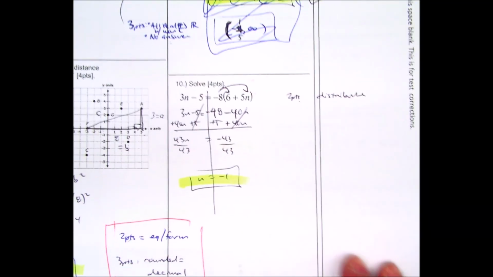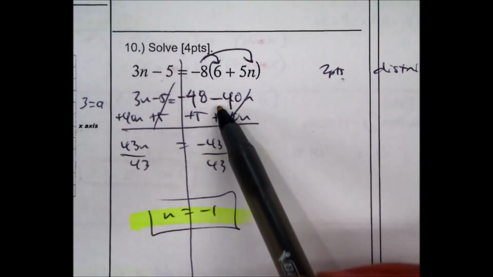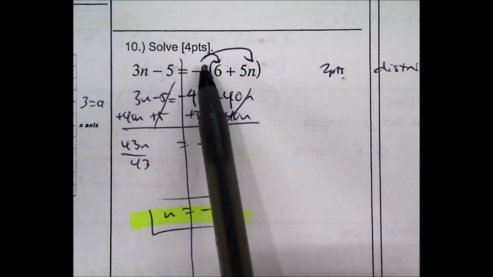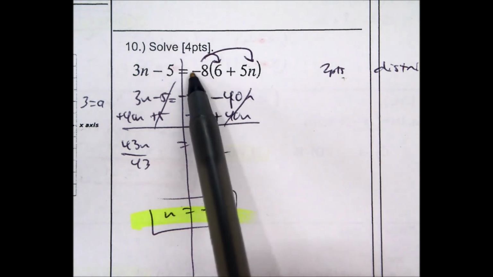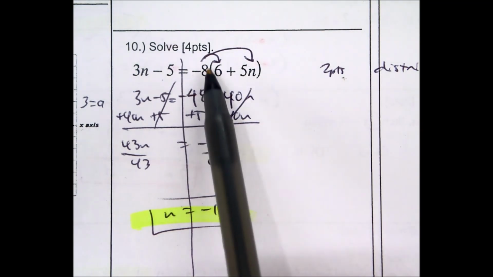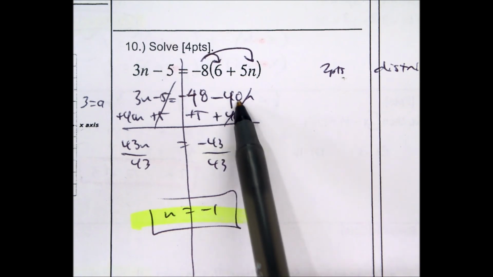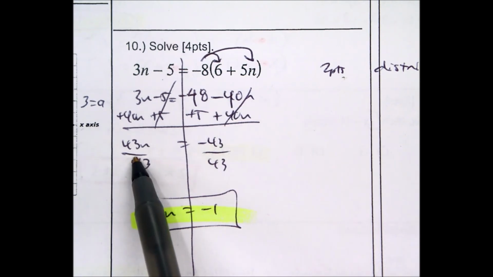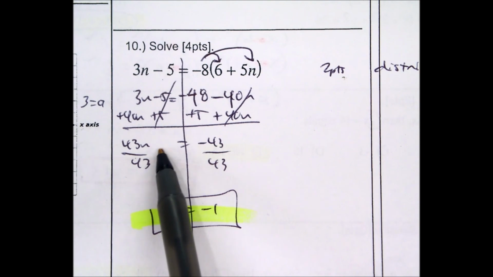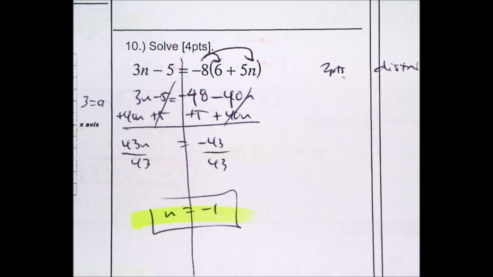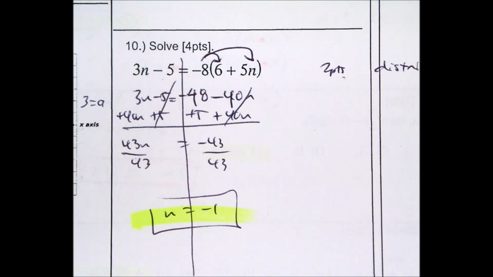Question number 10. This problem is probably just best to distribute, so if you distribute it correctly, I give you 2 points. -8 times 6 is -48. -8 times positive 5n gives you -40n. Add 40n to both sides, that gives you 43n. Add 5 to both sides, this gives you a -43. Divided by 43, n equals -1. If you're making those common mistakes, definitely use your calculator.